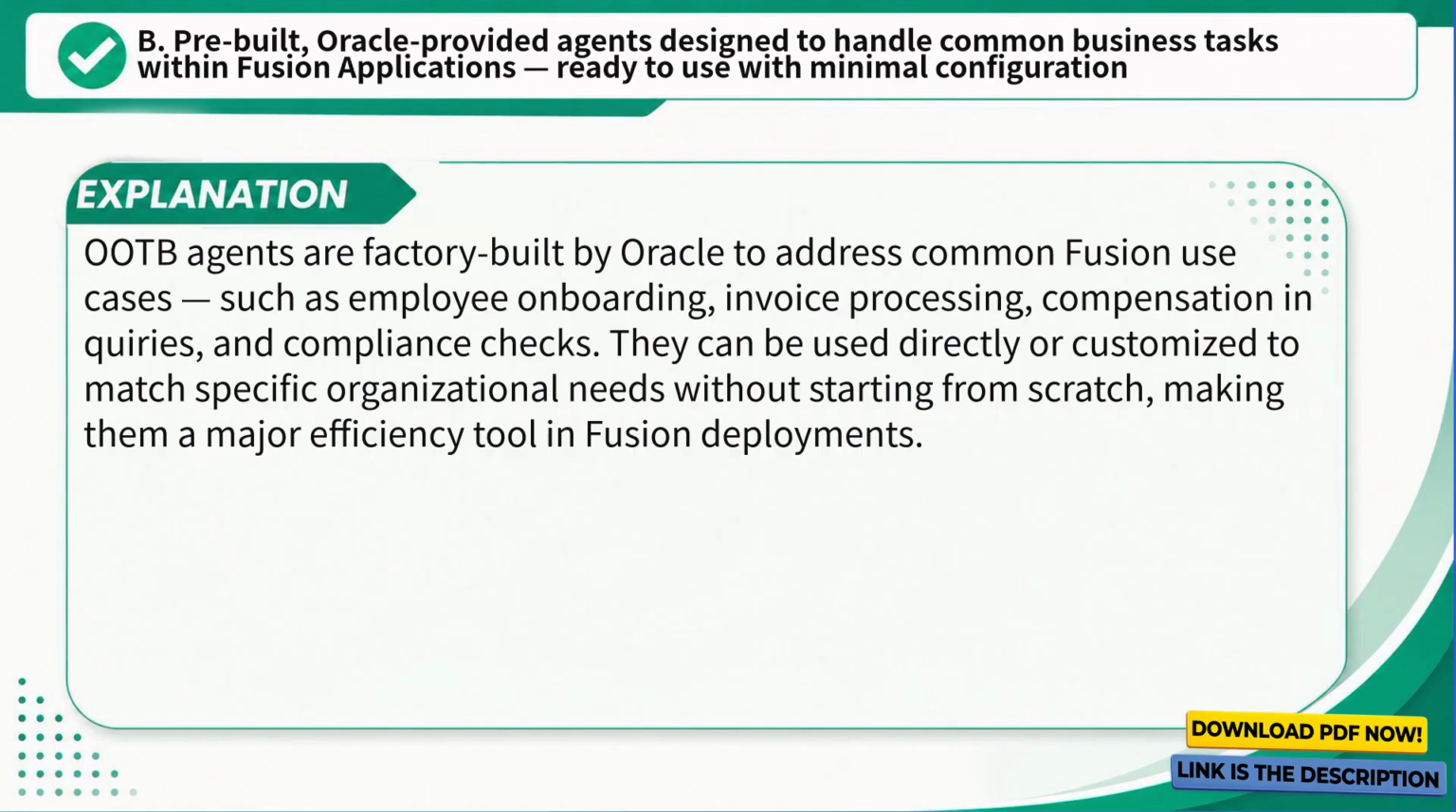Correct answer. B. Pre-built, Oracle-provided agents designed to handle common business tasks within Fusion applications. Ready to use with minimal configuration. Explanation. OOTB agents are factory-built by Oracle to address common Fusion use cases, such as employee onboarding, invoice processing, compensation inquiries, and compliance checks. They can be used directly or customized to match specific organizational needs without starting from scratch, making them a major efficiency tool in Fusion deployments.